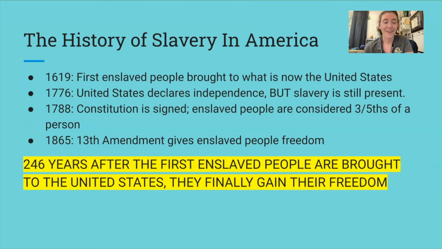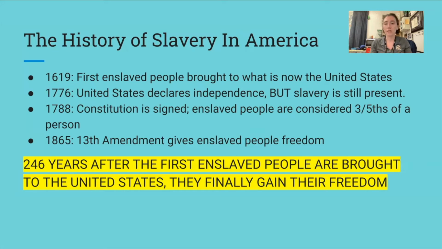Anyway, the 13th Amendment is passed. It gives enslaved people freedom on paper, but not necessarily in real life, okay? One reason is because it takes a long time for messages to get from one side of the country to the other, okay? So people aren't knowing about this news immediately. It's not like somebody's putting it on Twitter and sending it out. It takes a while for that message to get across.